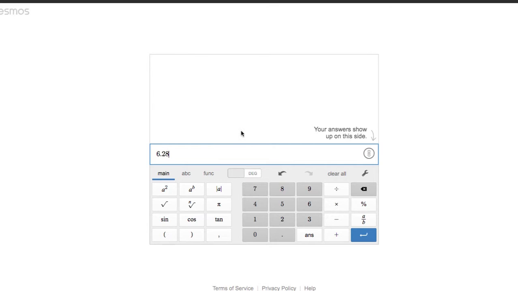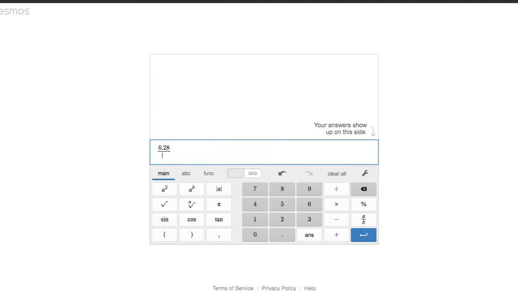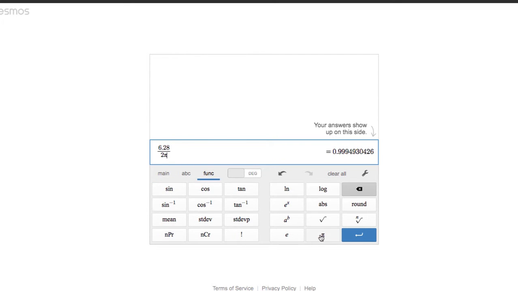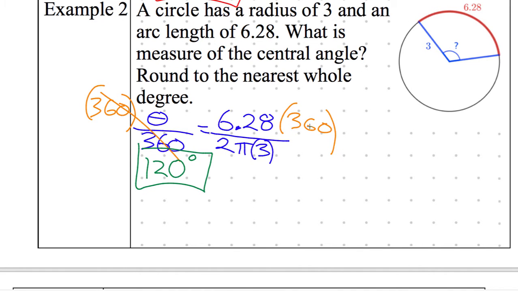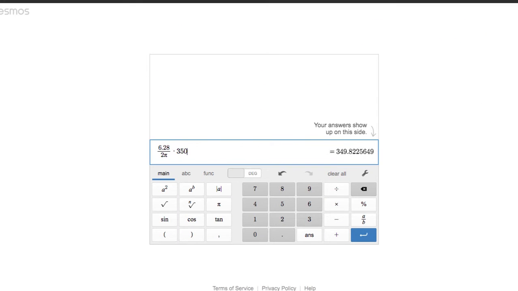6.28. I'm now going to divide by, and on the bottom I have 2, I have pi. I just typed in pi, and it automatically turns into pi. Or I could also go to my functions button, and there would be pi in the bottom right. So I did 6.28 divided by 2 pi, and now I'm going to multiply that by 360. Oop, that's 350. 360, and there's my answer.